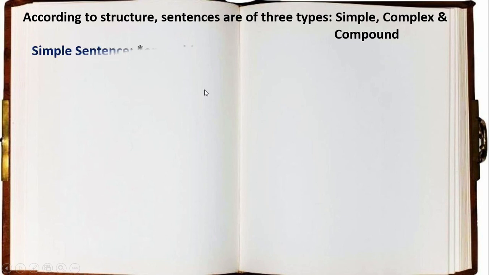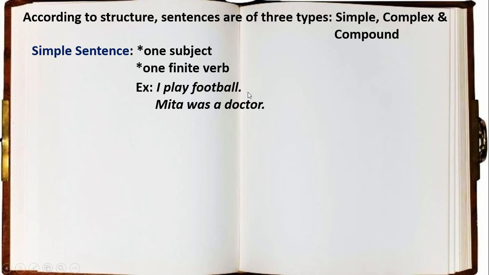Simple sentence means the sentence which has one subject and one finite verb. That means it has one subject and one predicate. Examples are: I play football, Mita was a doctor, etc.